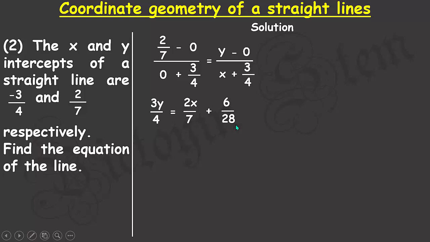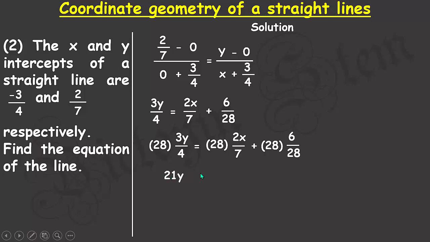To resolve this equation to be a value without the denominator, I need to find the lowest common multiple of 4, 7, and 28, and the lowest common multiple is 28. So I'll multiply each of these three fractions by 28. So I'll have 28 multiplied by 3y over 4 equals 28 multiplied by 2x over 7 plus 28 multiplied by 6 over 28. 28 divided by 4 is 7. 7 times 3y is 21y equals 28 divided by 7 is 4. 4 times 2x is 8x. Plus 28 divided by 28 is 1. 1 times 6 is 6.